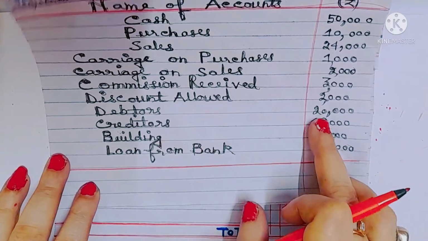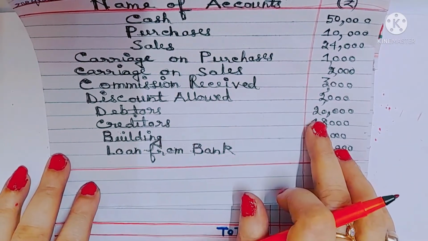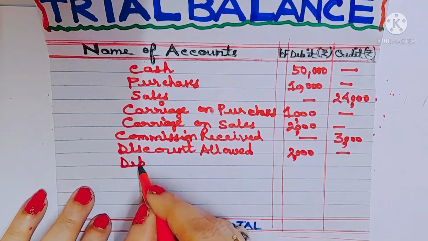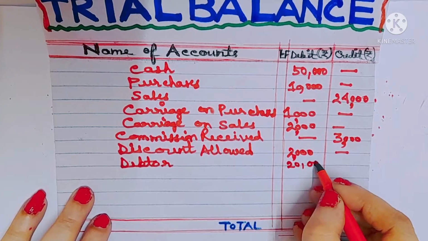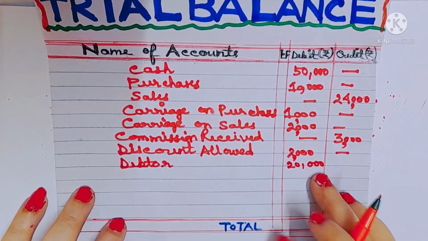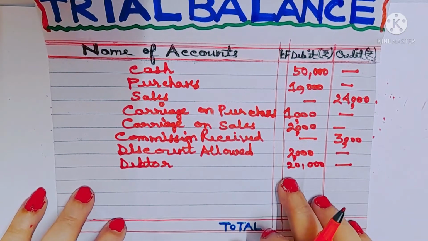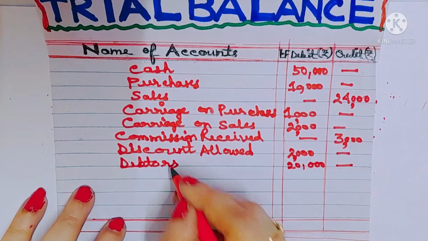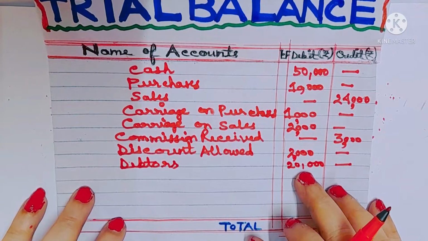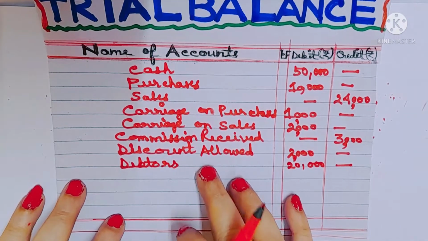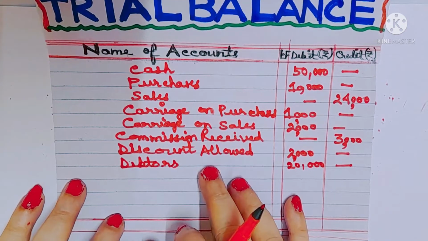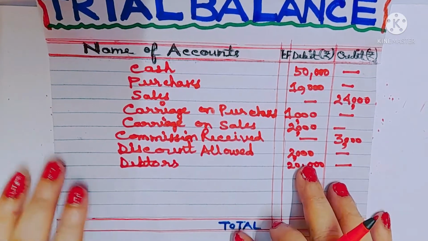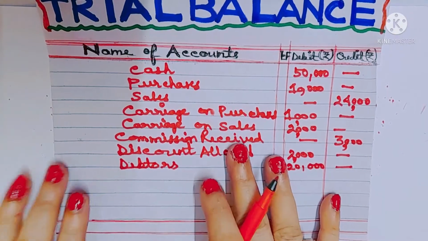Debtors. The next account is debtors, 20,000. Let's write. Debtors, 20,000. Debtors is a debit balance, and that is the reason we're writing 20,000 in the debit column. Why is debtors a debit balance? Because debtors falls under personal account. According to personal account, the receiver of the benefit is debited. Here, debtors is the receiver of the benefit, so debtors will be debited. Understood? Let's see the next account.